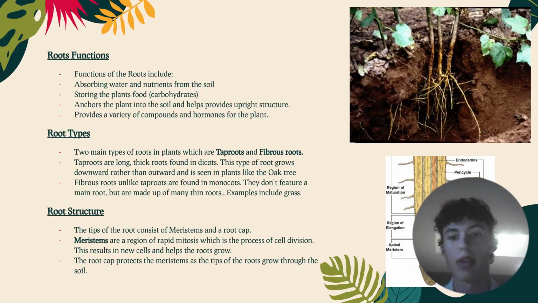Obviously, with plants, the older they get, the longer their roots go, right? If you've ever seen a tree that's pretty old, like 50 years old, the roots go really deep into the ground just because mitosis is always occurring and the roots are always growing. The root cap protects the meristems as the tip of the roots grow through the soil. So it's like a cap guard, essentially.